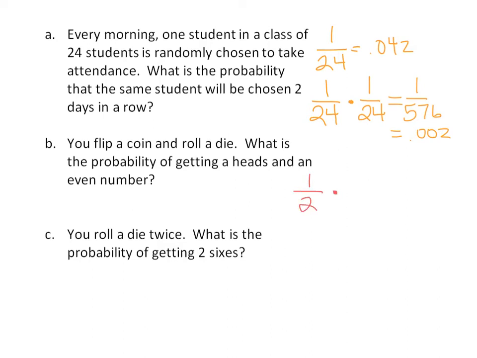And then you want to get an even number when you roll the die. How many numbers on a die are even? 2, 4, and 6. So that's 3. Out of how many sides on the die? 6. We are going to multiply our probabilities because we want to get heads and then even for 2 events in a row. So 1 times 3 is 3, and 2 times 6 is 12. If we reduce that, that's 1 over 4, which is 25%. So there's a 25% chance that you get heads and an even number.